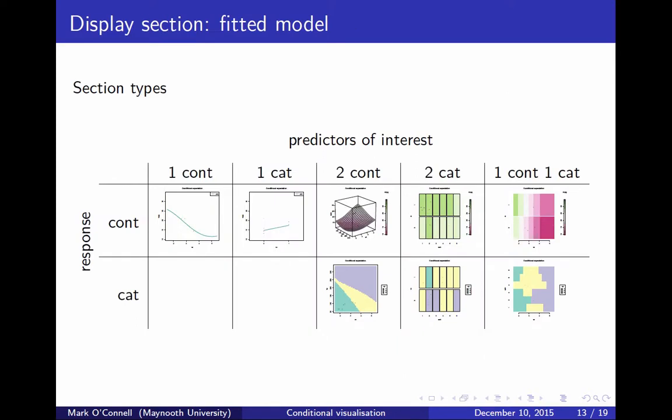This is a summary of the types of sections we can visualize by the type of response and the types and combinations of predictors we're investigating. We have seen one of these already.